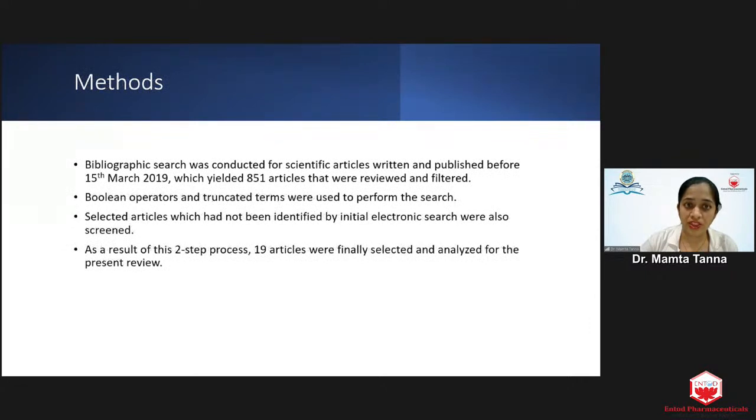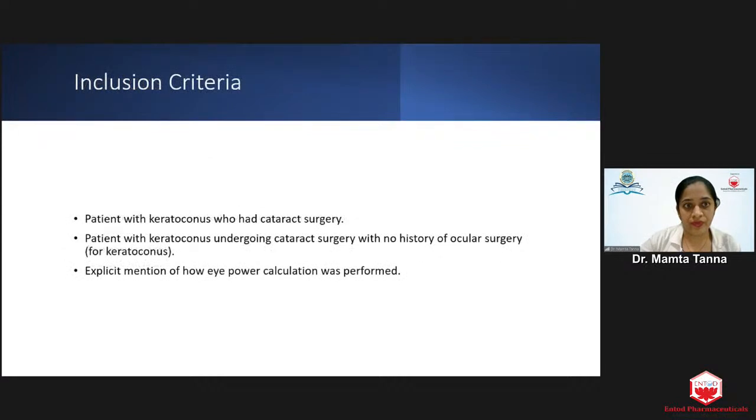Methods. A bibliographic search was conducted for scientific articles written and published before 15th of March 2019, which yielded 851 articles. Boolean operators and truncated terms were used to perform the search. Selected articles which had not been included from the above search were also screened. As a result, 19 articles were finally analyzed and reviewed. Inclusion criteria were: patients with keratoconus who had cataract surgery, patients with keratoconus undergoing cataract surgery with no prior history of ocular surgery for keratoconus, and explicit mention of how eye power calculation was done.